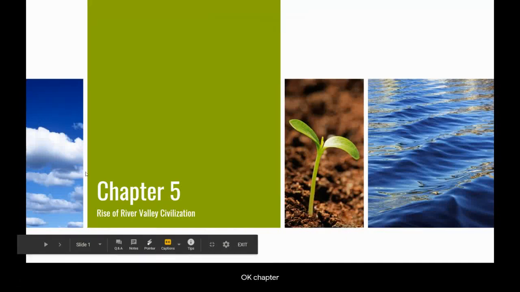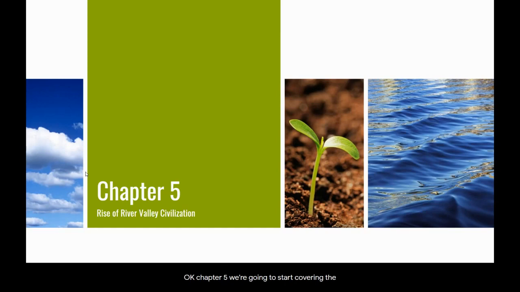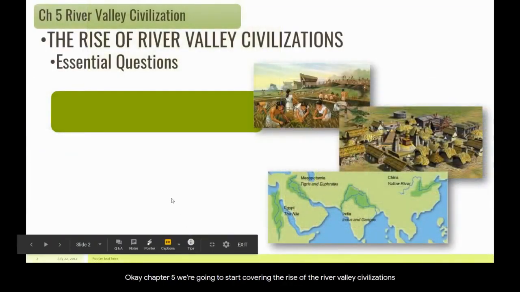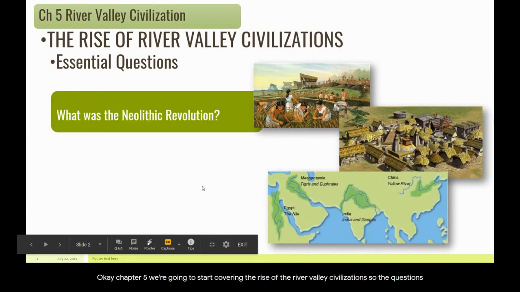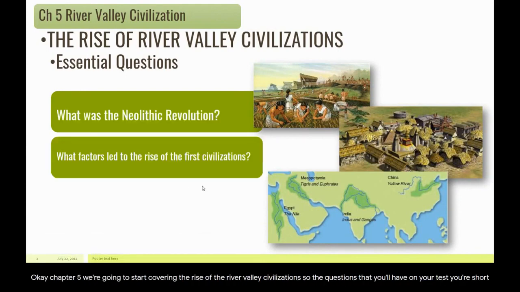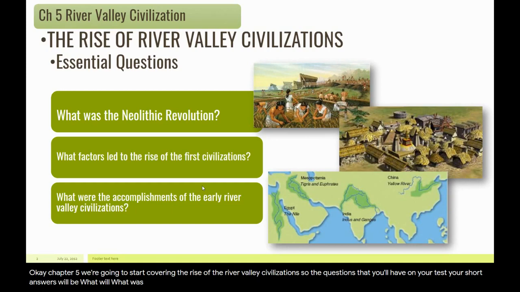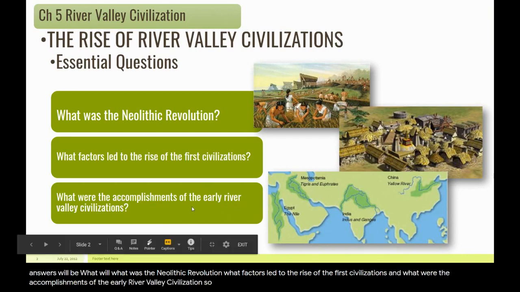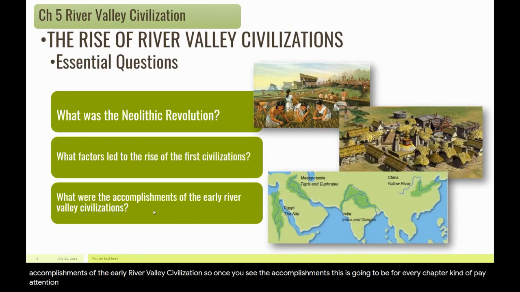Okay, chapter 5, we're going to start covering the rise of the River Valley civilizations. So the questions that you'll have on your test, your short answers, will be: What was the Neolithic Revolution? What factors led to the rise of the first civilizations? And what were the accomplishments of the early River Valley civilizations? Once you see the accomplishments, this is going to be for every chapter, so pay attention because that'll definitely be one of your short answer questions.